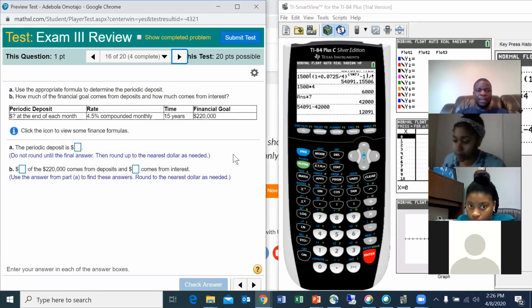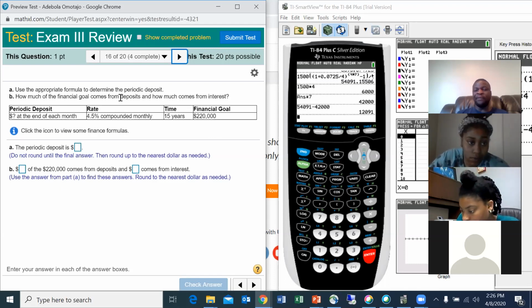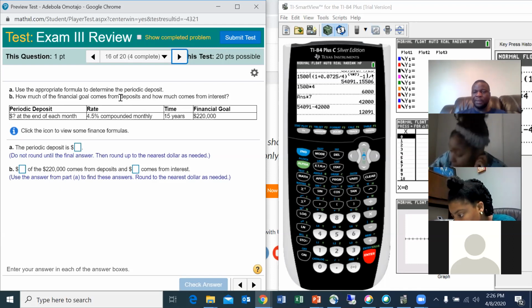Now, this one is also still dealing with annuities. It's more of kind of like financial goals. So it's kind of the reverse of what we just did. In the previous problem, you had a periodic deposit, and you wanted to find how much you're going to end up with at the end of 7 years.